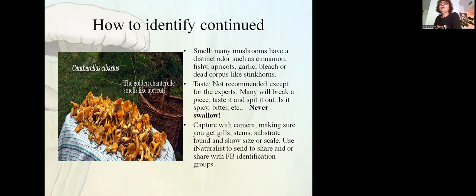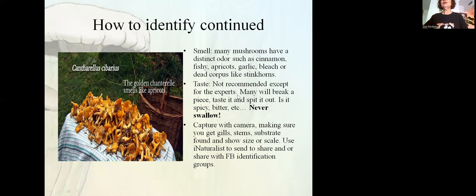Now, even really poisonous mushrooms, you can actually touch and hold, and you don't have to worry about it. The only reason you would worry about it is if you actually ate it. So touching a poisonous mushroom is not going to hurt you. So it's best to capture with a camera, making sure you get the gills, the stem, substrate found, and show size or scale. I use iNaturalist a lot. Send a share and or share with Facebook identification groups. So if you take pictures, some brilliant mycologists like our president, Sebastian Tavivi, will look at it and know exactly what it is. So make friends with mycologists.